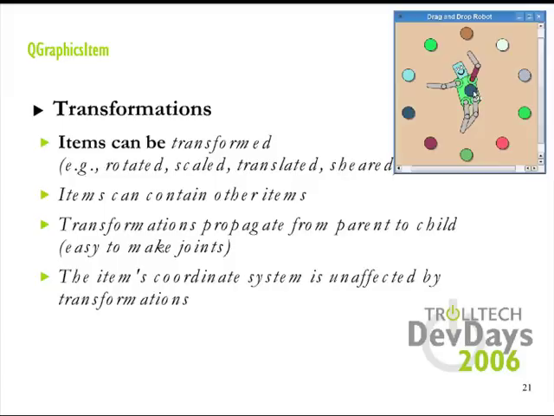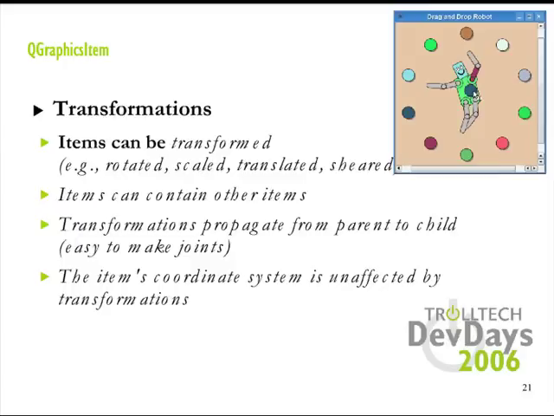As I said before, the items can be transformed. So you can tell an item to be rotated or scaled or translated, sheared, whatever you need to do. And you can also group items together. If you consider an arm, you can say that I have an arm that consists of an elbow, a lower arm, and a hand. And if I rotate the hand here, and I then rotate the shoulder up and down, the transformation follows. So it's easy to make things like joints and dependable transformations like that. You just make this item a child of the other one, and then it just propagates nicely.